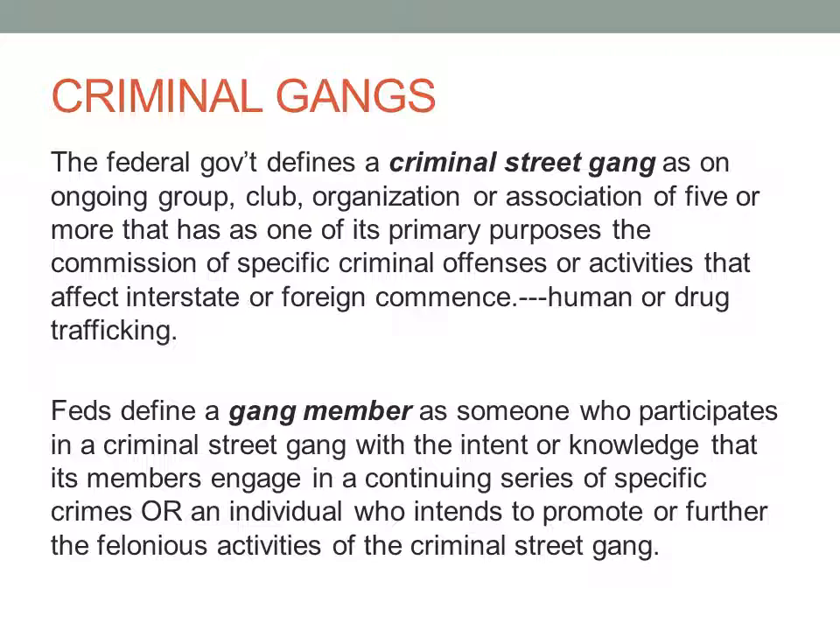The federal government defines a criminal street gang as an ongoing group, club, organization, or association of 5 or more that has as one of its primary purposes the commission of specific criminal offenses or activities that affect interstate or foreign commerce, so human or drug trafficking. So the federal government can't charge someone for a crime unless the crime constitutes something that is being done country to country or from state to state. It has to be interstate or transnational for the federal government to get involved.